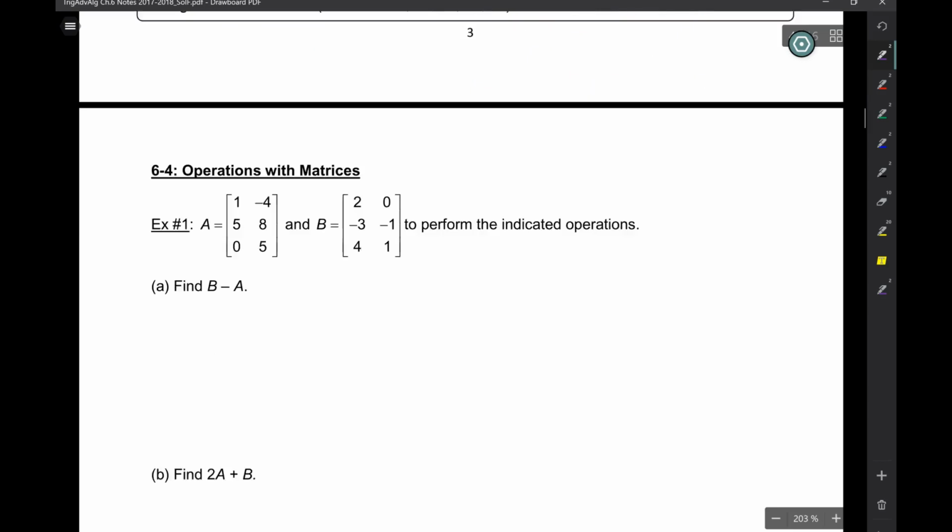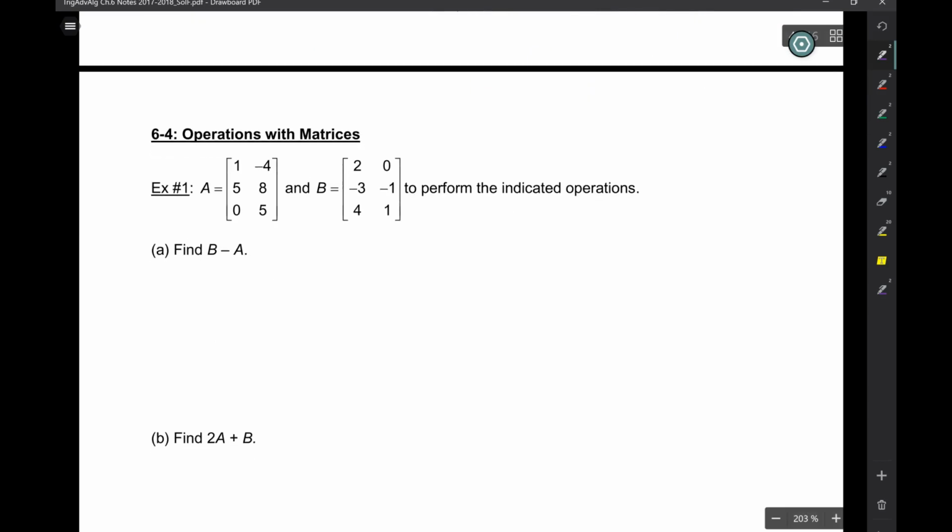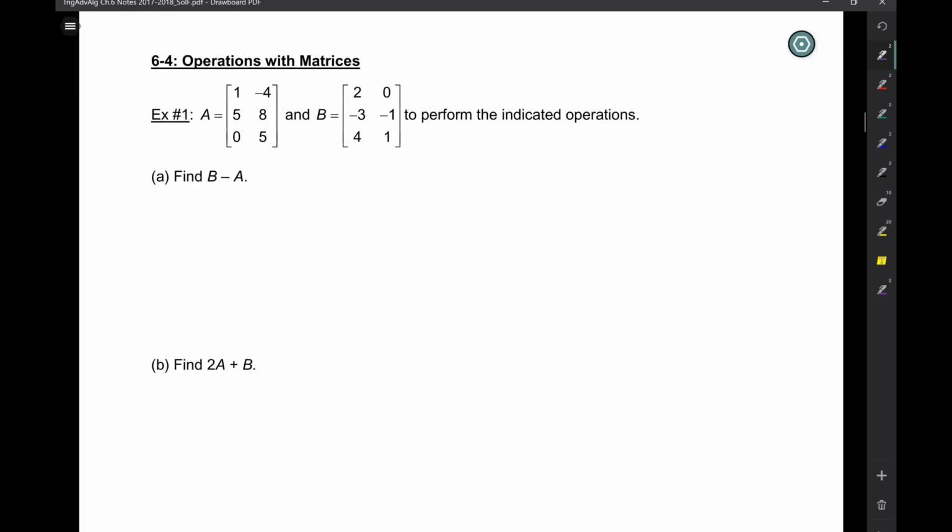Okay. So now this is 6.4. Now when it comes to chapter 6, we're going to be jumping around quite a bit here. Okay? So I'm going to do 6.4. I just want to stay consistent. I don't know why the book does it in a different order.